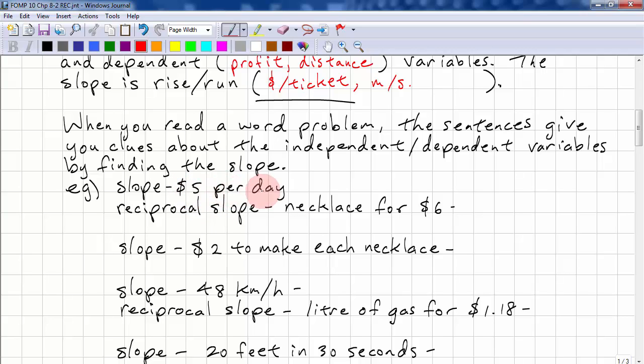This one says $5 per day. So day is our independent variable because it's dependent divided by independent. So this is our dependent variable. We can have the reciprocal slope. This is I over D. This is not often given, but sometimes it is. And you just have to interpret the words properly. So 4 implies a reciprocal slope in this case. So this one is our I, this one is our D.